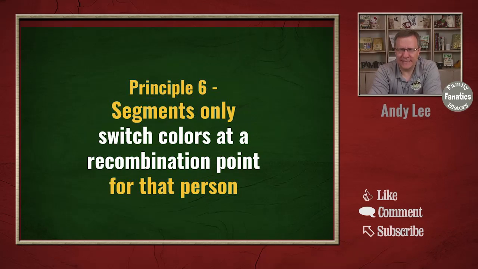Now, principle 6 is that these segments only switch colors at a recombination point for that person. Now, we've already pointed out that these recombination points are discrete in that they almost never happen in more than one chromosome at a time. So as we're going through, whenever we identify where a recombination point is on a particular chromosome, we know that none of the other chromosomes have that recombination point.